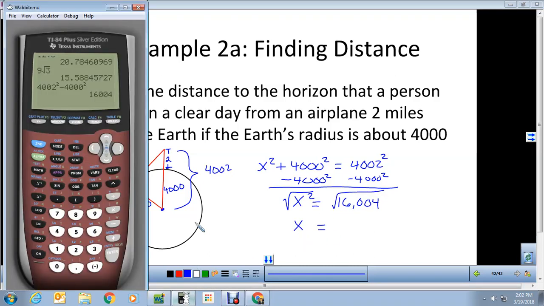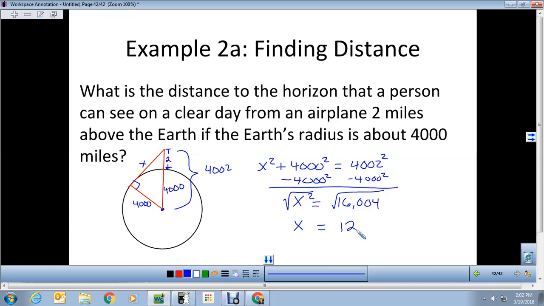And to continue this, we'll go back to our calculator and take the square root of our previous answer. And that gives me 126.5. So approximately how far, and we will round to the nearest whole number, and we'll say the nearest mile. And so this is going to be 126.5069. So that's going to be about 127 miles that you should be able to see from an airplane when you are 2 miles above the Earth's surface.